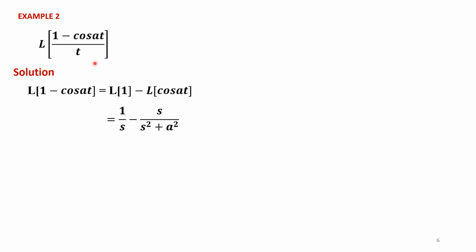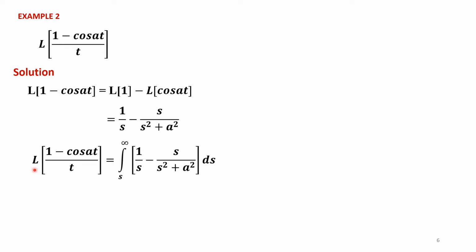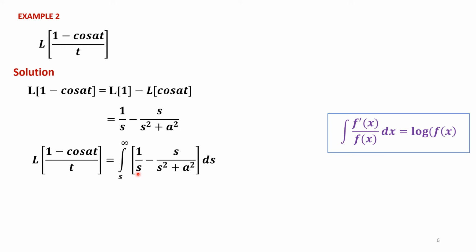Now we have to calculate division by t. So for 1 minus cos a t by t, whatever answer we have got for the numerator has to be integrated between the limits s to infinity, and the variable is also s. So the integration of 1 by s. Now we have the form f dash of x upon f of x dx. The derivative of s is 1. The derivative of s square plus a square is 2s, but 2 is missing, so multiply and divide by 2 and reduce this to f dash of x upon f of x.